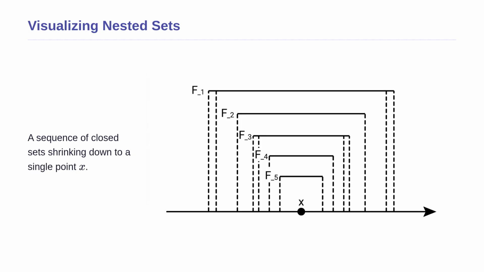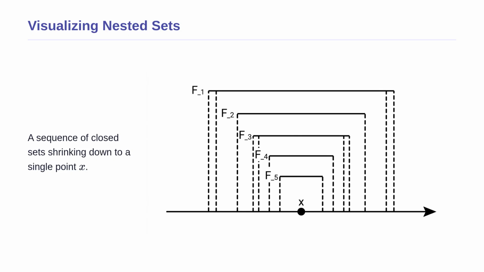Before we move on to an example, let us see this with a concrete visual. Here, you are looking at a sequence of nested closed sets on a number line. Notice the top line segment, F1, it is the largest. Completely inside its horizontal boundaries is F2. Then F3, and so on. The vertical dashed lines clearly show how each subsequent set is trapped inside the previous one.